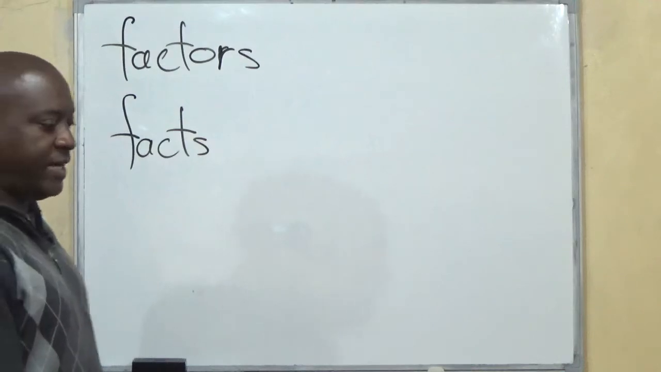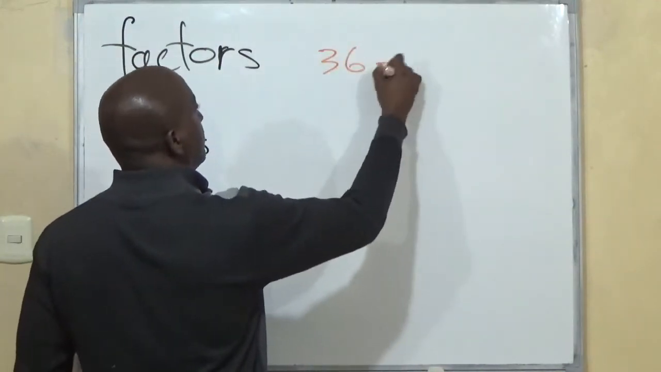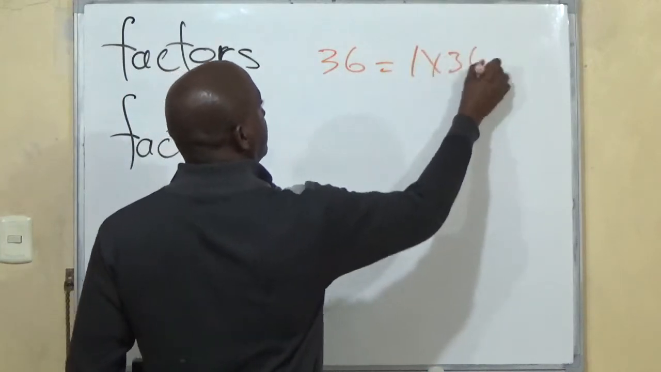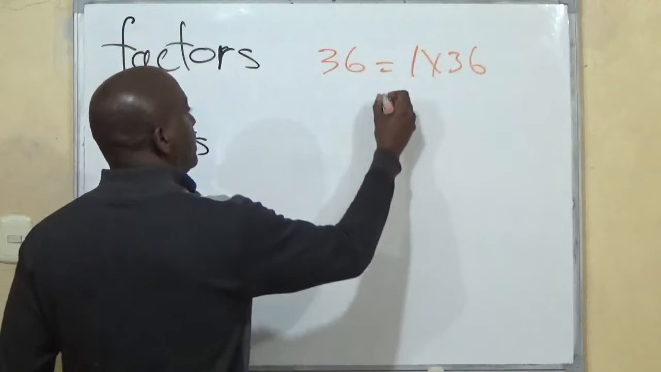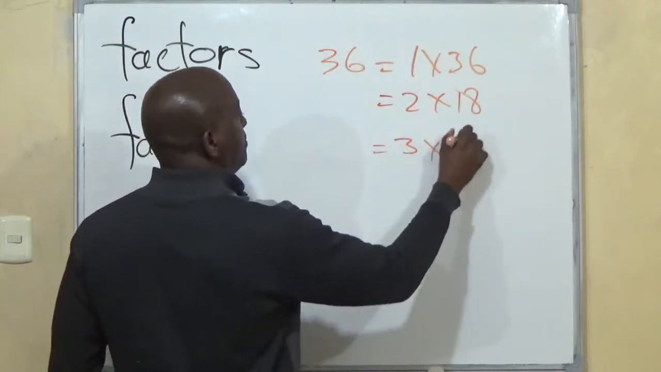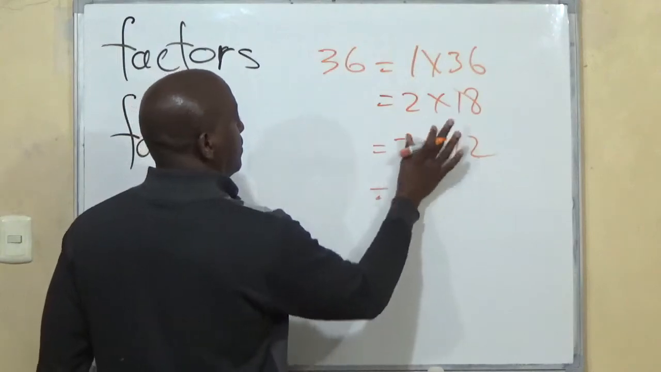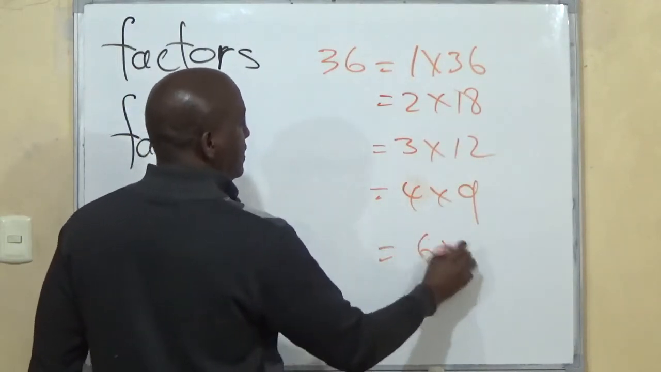Let me try and get the factors of 36. So the factors of 36 would be 1 by 36. Let's switch marker here. 2 by 18. 3 by 12. 4 by 9. 6 by 6.